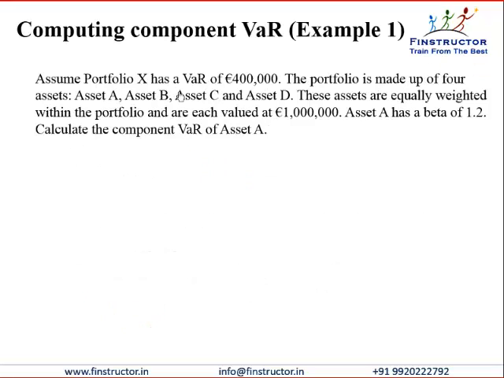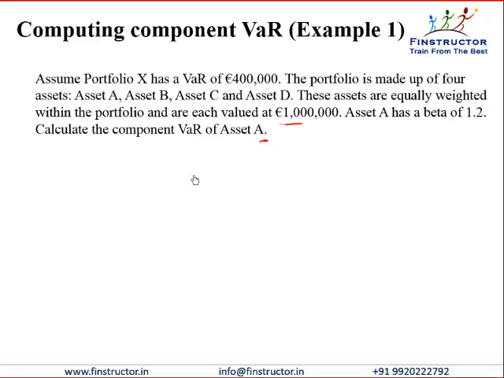Assume portfolio X has a VAR of 400,000 euros. The portfolio is made up of 4 assets A, B, C and D. These assets are equally weighted within the portfolio and each are valued at 1 million. Asset A has a beta of 1.2. Calculate the component VAR of asset A.